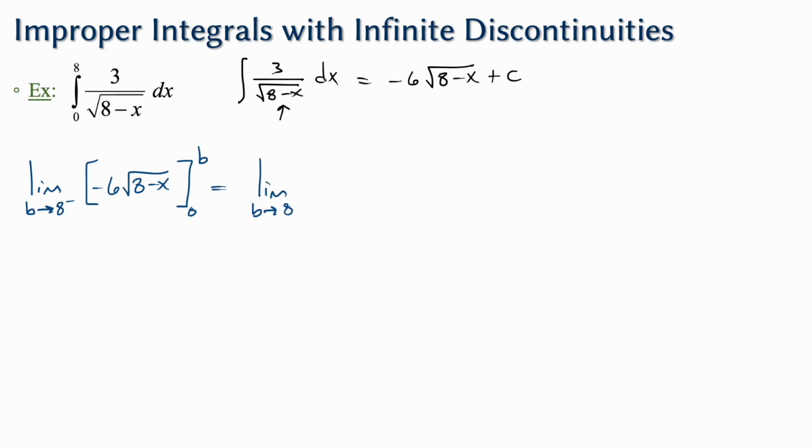The limit remains the same. Plugging in b is going to give me negative 6 times the square root of 8 minus b. Then we're going to subtract a negative, so we'll just make this a plus, and that's going to be 6 times the square root of 8, when you plug 0 in. Doing the limit, we ask ourselves what happens as we plug in 8 from the left in here, and that just zeroes this out. So that's basically just gone. The whole thing really just works out to 6 square root of 8, since this part goes to 0 and this remains constant. So in this case, it does converge to this value.